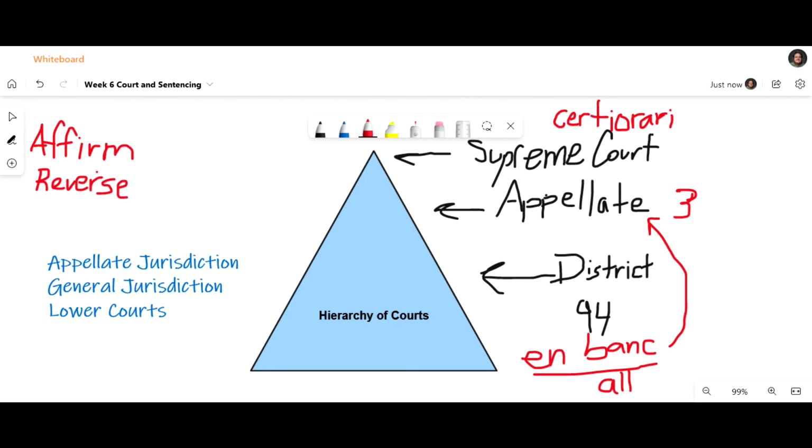So these are the two things that an appellate court, and the Supreme Court particularly, do. They look at a sentence given from a lower court, doesn't matter what level, and they either affirm the decision or they reverse the decision.